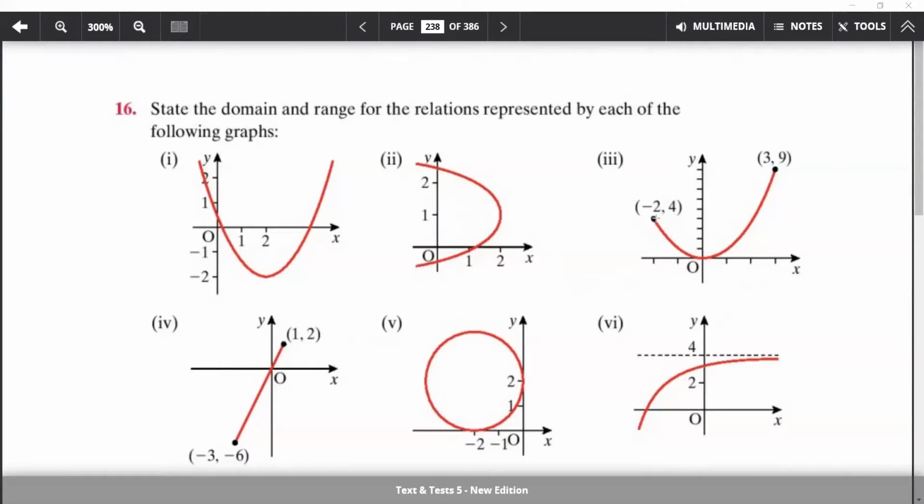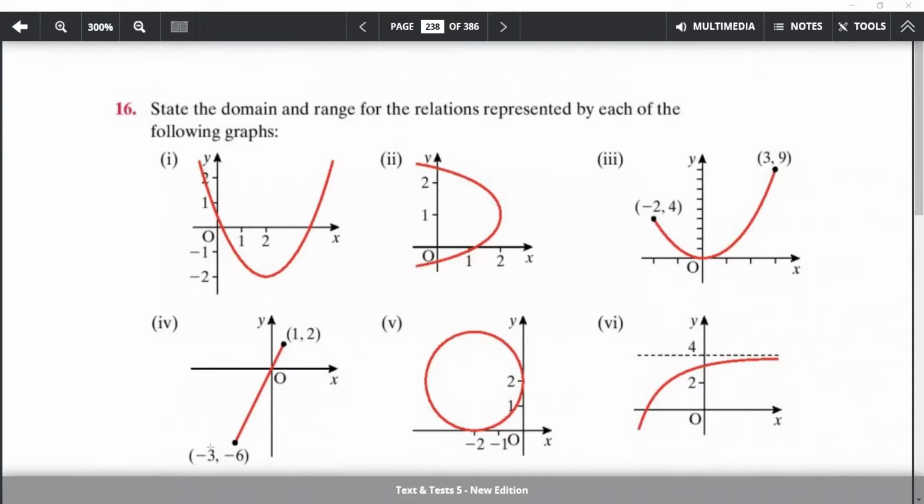Here are allowable inputs. So these dots mean that's the end of the function. So your allowable inputs are between -2 and 3. Your allowable outputs are between 0 and 9. 0 is the lowest number you can get, 9 is the highest. So the domain here is between -2 and 3. The range is between 0 and 9. The codomain is, I suppose, potentially all of the real numbers.